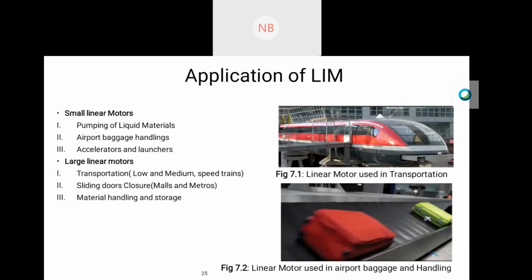Now the applications. Linear motors are used by subdividing them into smaller and larger linear motors. Smaller linear motors are used for pumping of liquid materials, in airport baggage handling, or in accelerators and launchers. Larger linear motors are used for transportation, for sliding door closure in metros or malls, and for material handling and storage purposes.